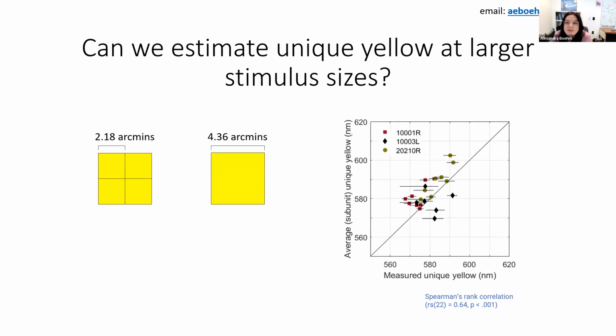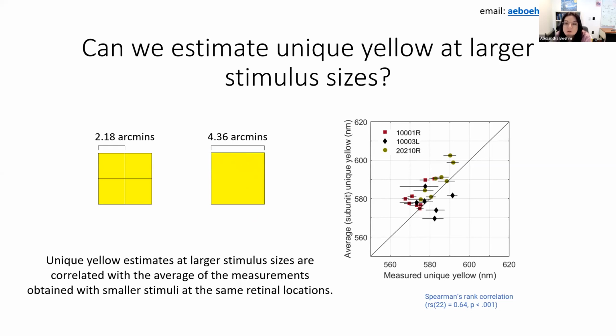So we next wondered whether the average unique yellow of the smaller stimuli would predict the unique yellow estimates for larger stimuli that sampled the same cone photoreceptors. So if we took the average of the 4 unique yellow estimates for the 2.2 arc-minute stimuli, would it predict the unique yellow estimate for the larger stimulus that's spatially coincident in the individual's cone array? And we did find that the average model predictions were significantly correlated with measurements from the experiments.